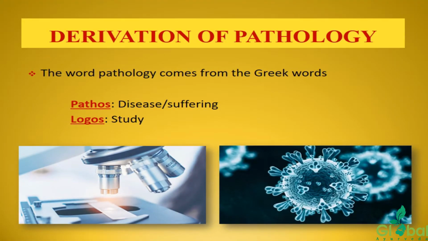How did the name pathology come? The word pathology comes from the Greek words pathos, which means disease or suffering, and logos, which means study. So the study about disease or study about the factors which cause suffering to human beings or to the living body, that is pathology. So pathos and logos. Study about the disease. So study about the suffering.